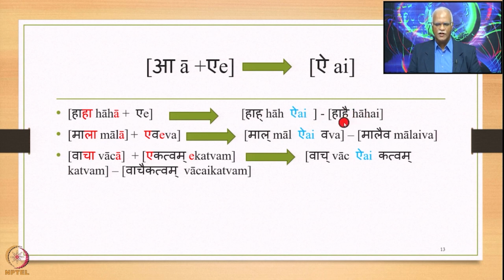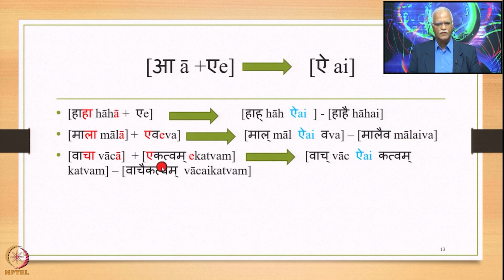This is the dative singular of haha. Now we have mala plus eva. Mala is a separate pada, eva is also a separate pada, and so we have a coming at the end of this pada, a coming at the beginning of this pada. So 6188 applies and we have mal, I and va as the generated output. When we join them together, we get malaiva as the final output.